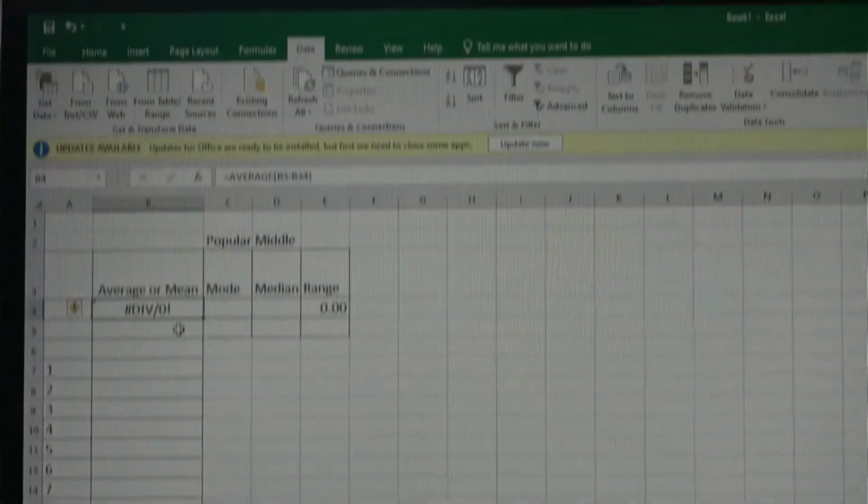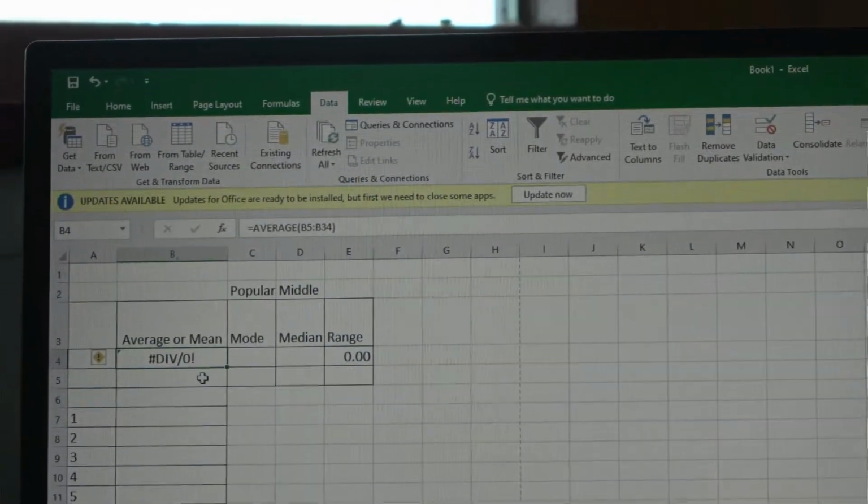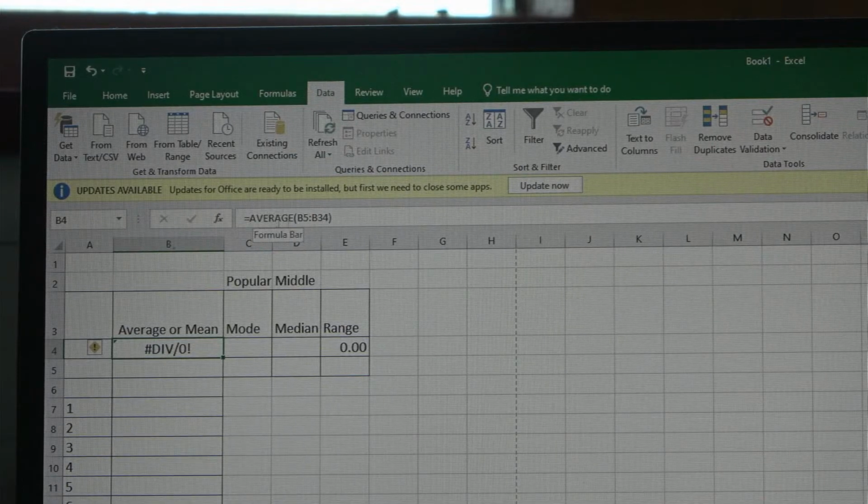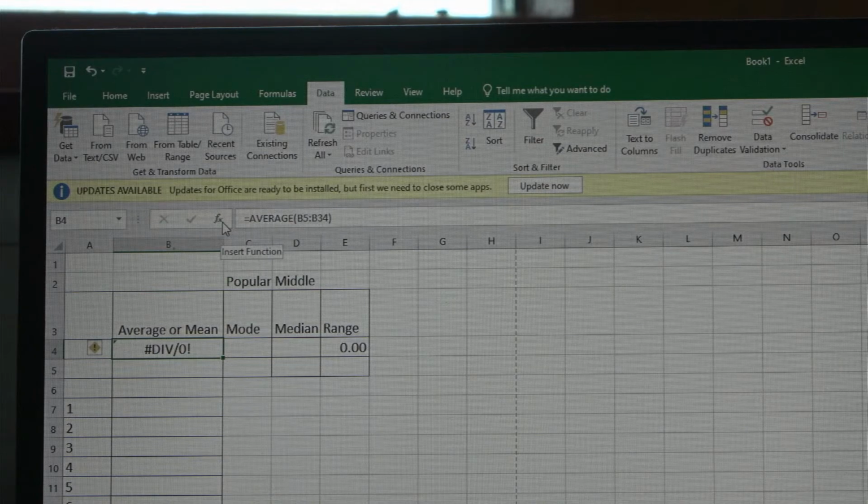So this square, I've told it to do an average of B5 to B34. So just move the camera up slightly so you can see that. So there we are, average B5 to B34. Now you can find these in the functions taskbar, or you can type them in. And it's good to type them in because you'll learn them.